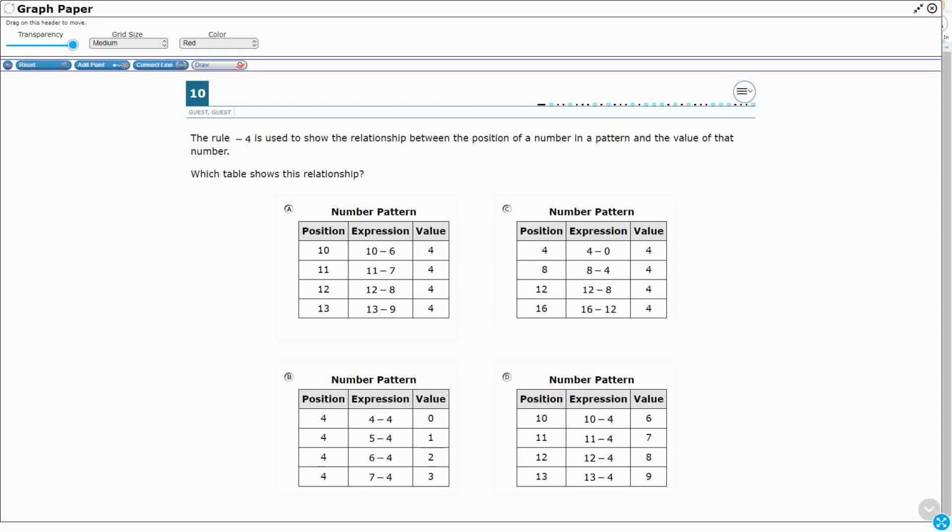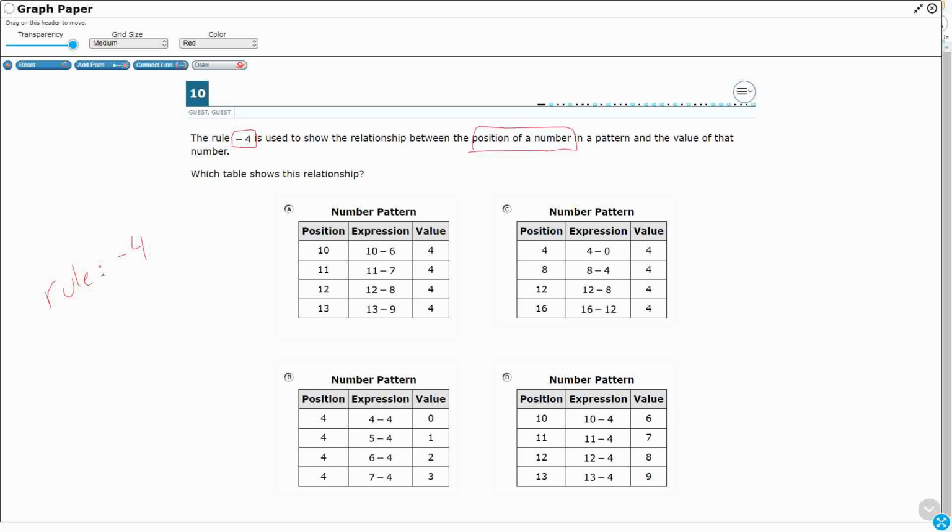All right, so we have a rule here. They give it to us nice and clear. We have a -4 rule. So let's write that right here. We're going to subtract 4 is used to show the relationship between two things here, the position of a number and the value of that number. Okay, so the position and the value.